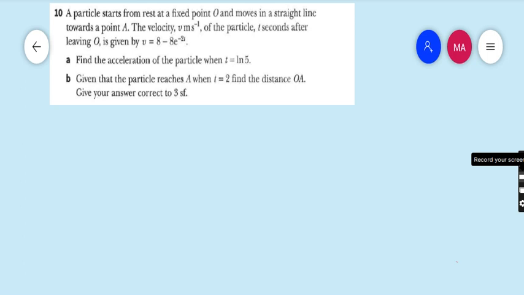So in order to find acceleration, we have to differentiate velocity. Derivative of 8 is 0, minus 8 times the derivative of e^(-2t), which is e^(-2t) into the derivative of -2t, that is -2. Hence acceleration is 16e^(-2t), or 16 upon e^(2t). Now find the acceleration at t is equals to ln 5, which is equals to 16 upon e^(2 ln 5).